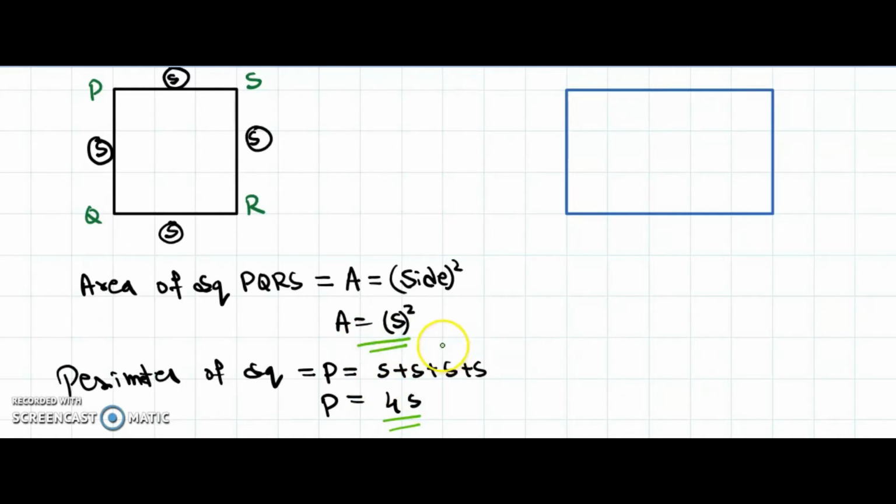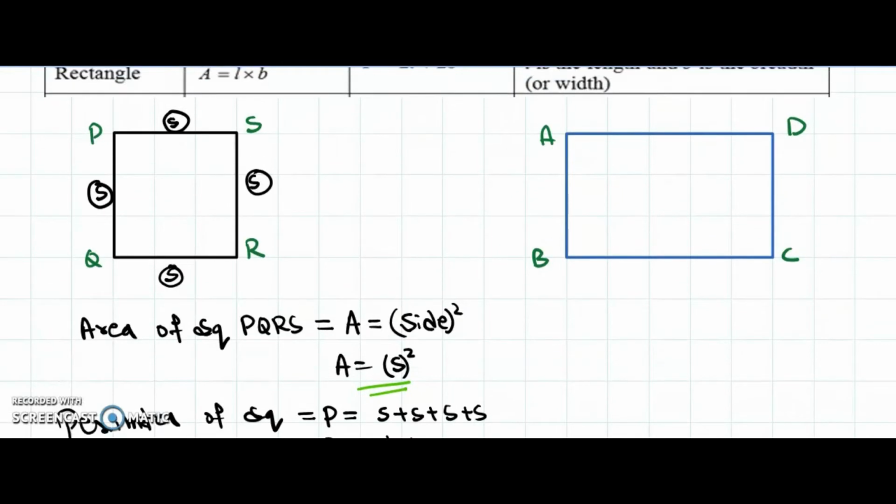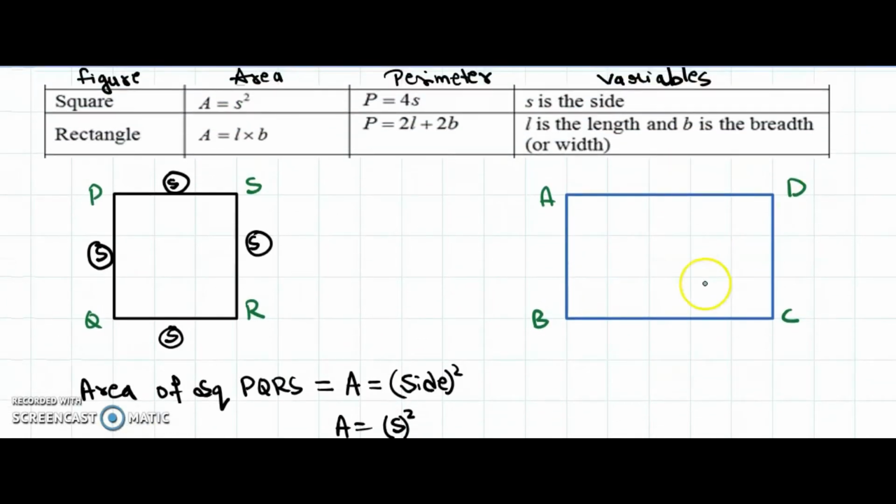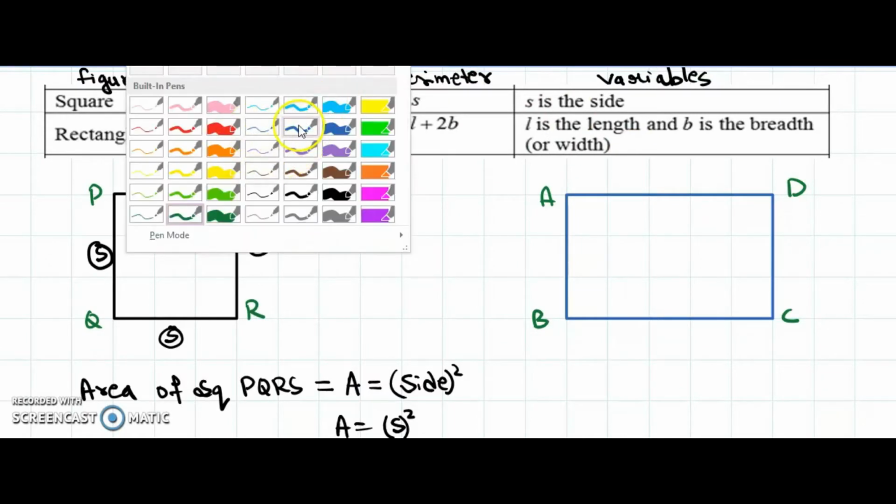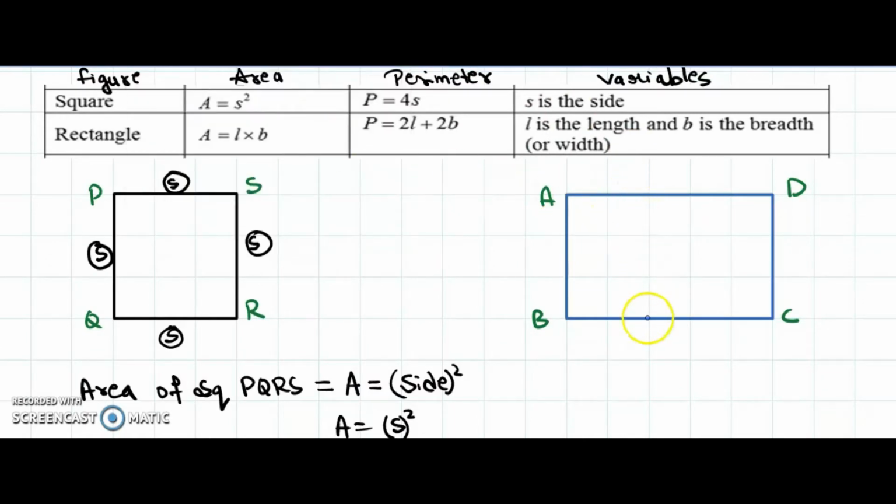The figure near to the square, as you know, is called a rectangle. Let us mark the rectangle as ABCD. You know the property of a rectangle: the opposite sides are of equal length and they are parallel. Now let us name them properly. This is called the length, so this will also be called the length. This is called the breadth, so this will also be called the breadth.